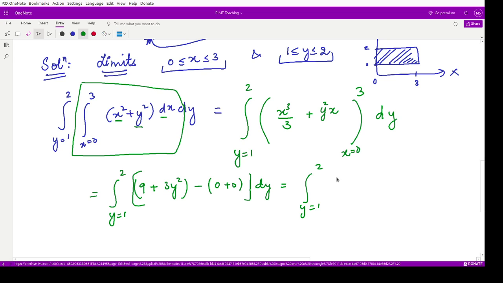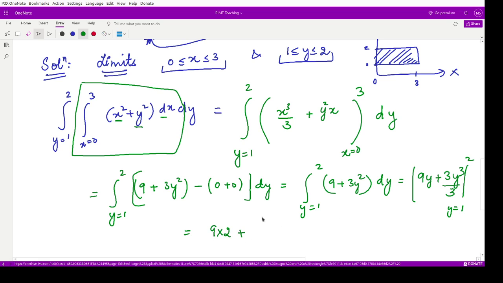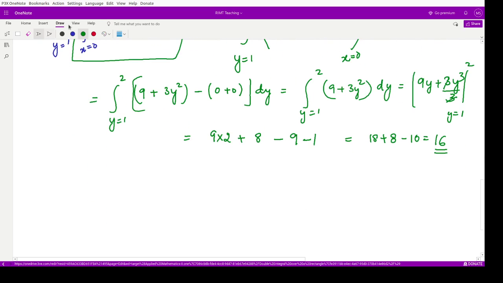So now we can simplify this. y varies from 1 to 2, 9 plus 3y square, and then we have to perform the integration with respect to y. So it would be 9y plus 3y cube by 3, and the limits of integration vary from y equals 1 to 2. So this simply becomes 9 into 2 plus, this 3 and 3 cancel, so we have 8, minus 9 minus 1. So what would be this? 18 plus 8 minus 10. So this would be 16. So this is what we intended to prove here. So let us have a look at another question.